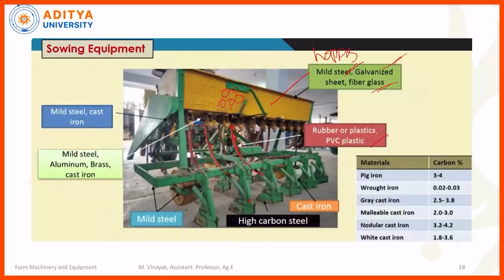Coming to this section, this one is a furrow opener. The furrow opener interacts with the soil, so this interacting tool is made of high carbon steel. As I explained previously, most soil interacting tools are made of steel only. Next one is cast iron. This component is called the seed boat.